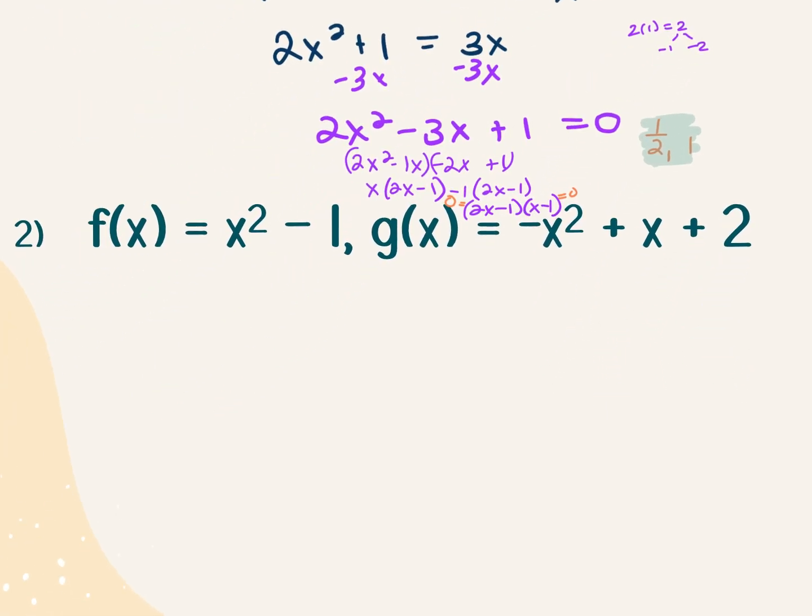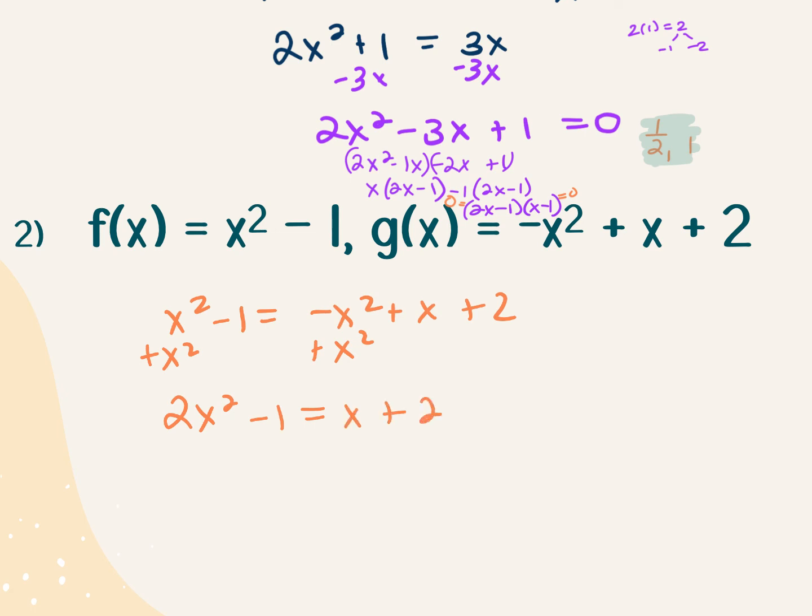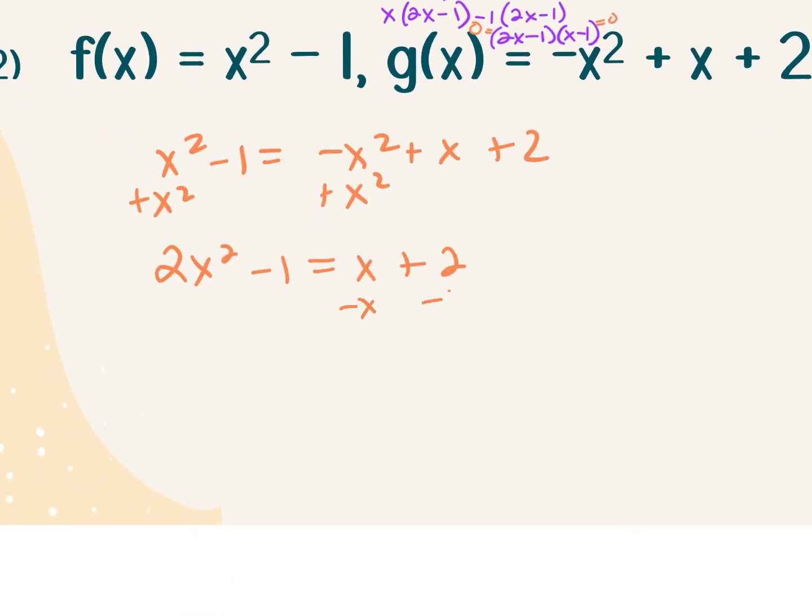Same directions for 2. So I'm going to set these equal to each other. x squared minus 1 equals negative x squared plus x plus 2. I'm going to add the x squared. 2x squared minus 1 equals x plus 2. Subtract the x and the 2. 2x squared minus x minus 3 equals 0.